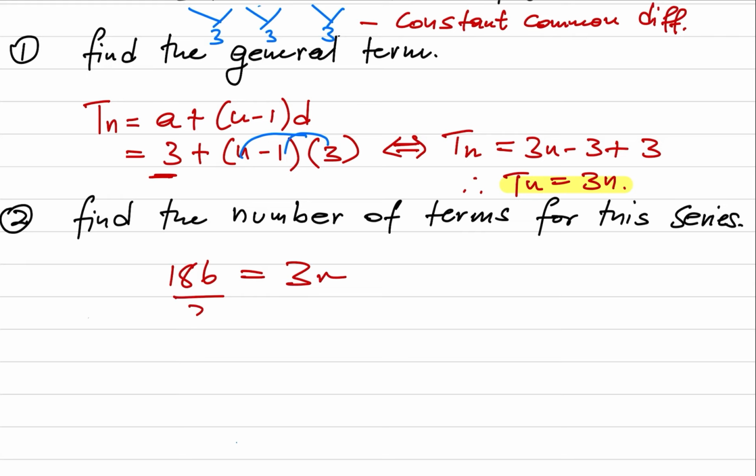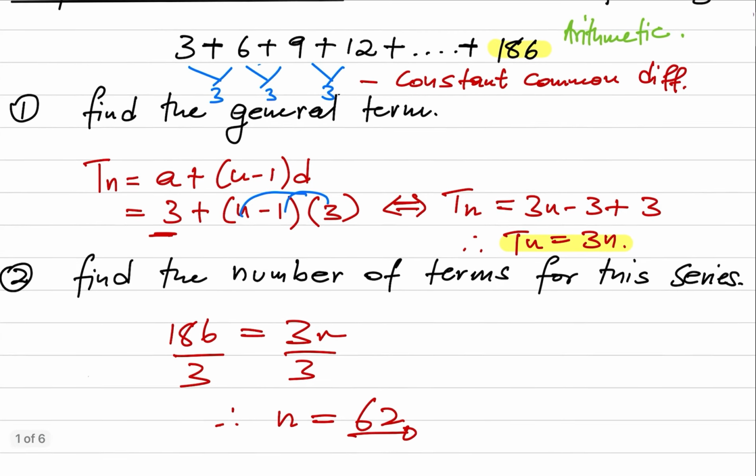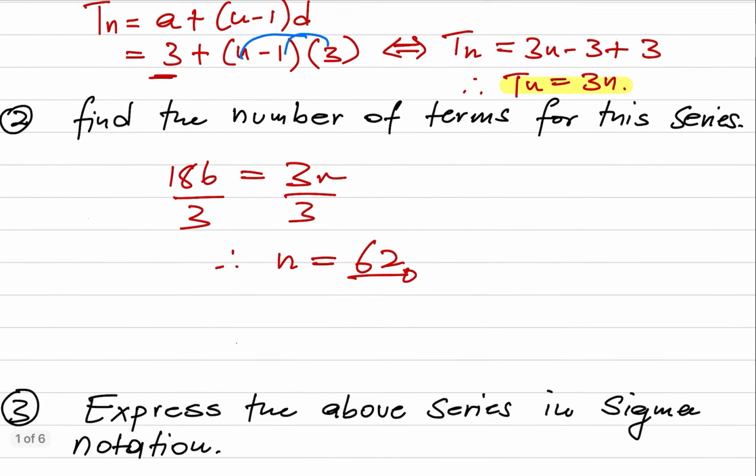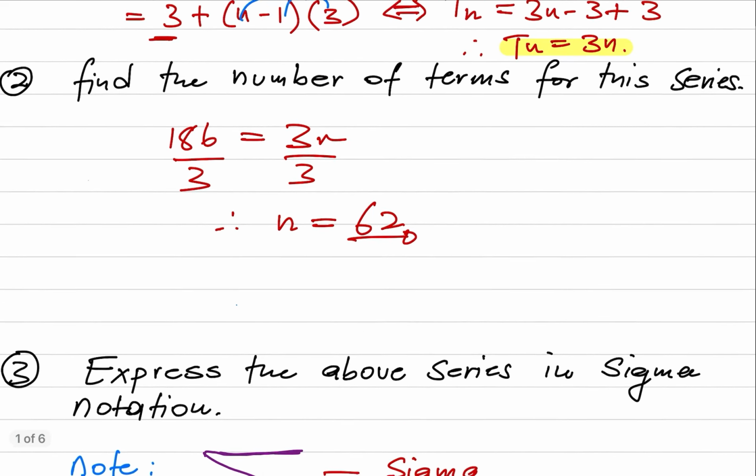We will divide both sides by 3, like so. Therefore, our n, 3 goes how many times into 186? It goes 62 times. So that means it shows that we have 62 terms and 186 is term number 62. All right. It shows that we have how many terms? We have 62 terms and 186 is just term number 62. All right. Now let us go to number 3.